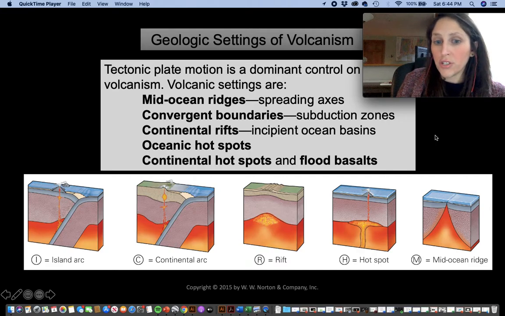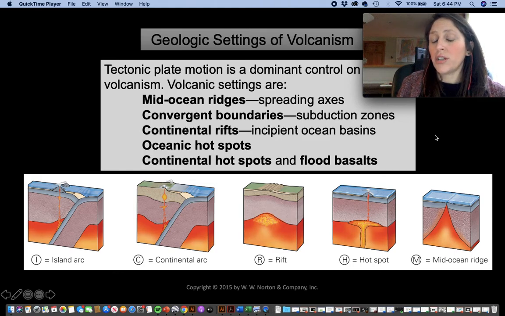Okay, so the geologic setting of volcanism, again, this should all be a review. We have convergent settings, divergent settings, and we have hotspots. Okay, and hotspots can either occur in continental crust, like our Yellowstone, or they can occur in oceanic crust, like Hawaii.